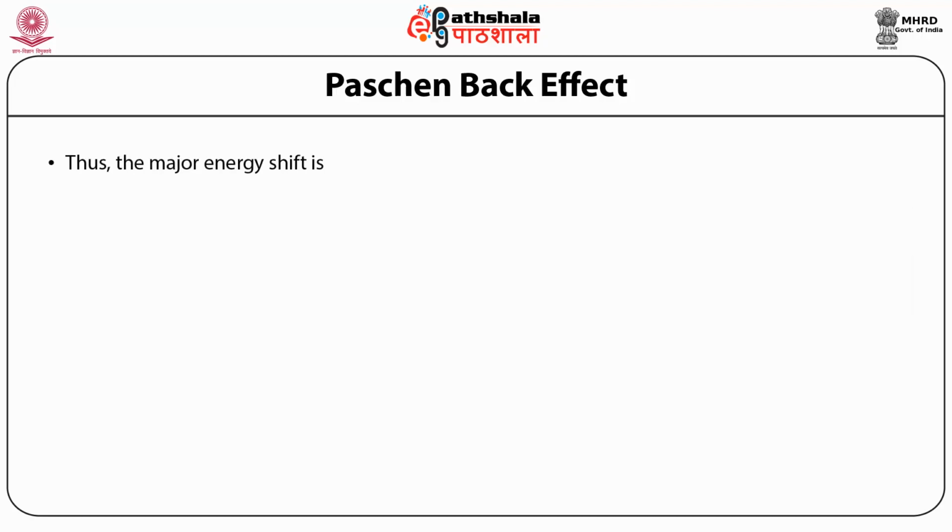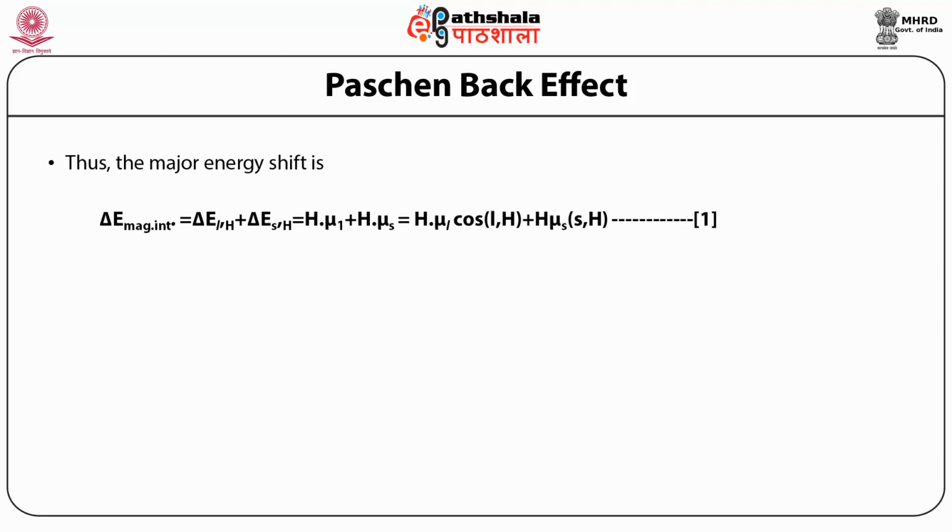Thus, the major energy shift is ΔE = ΔE_L + ΔE_S = Bμ_L + Bμ_S = Bμ_L cos(LB) + Bμ_S cos(SB).